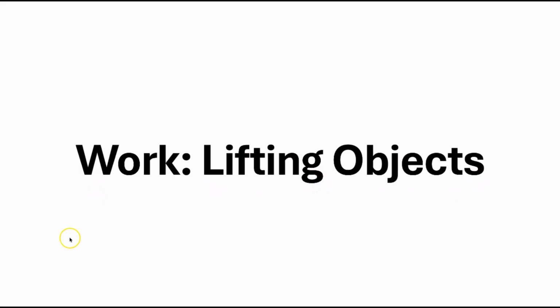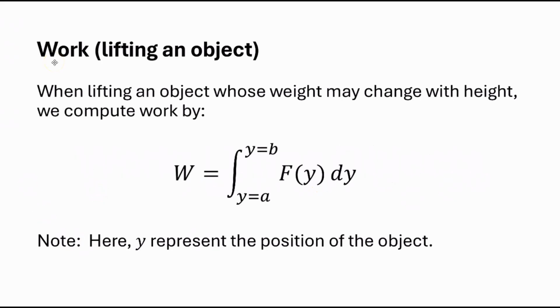Work lifting objects. Let's start by looking at the formula for work done when lifting an object. When lifting an object whose weight may change with height, we compute work by this integral. Work is equal to the integral from y equals a to y equals b of f of y dy. And here, y represents the position of the object. So y is changing because we're lifting this object.